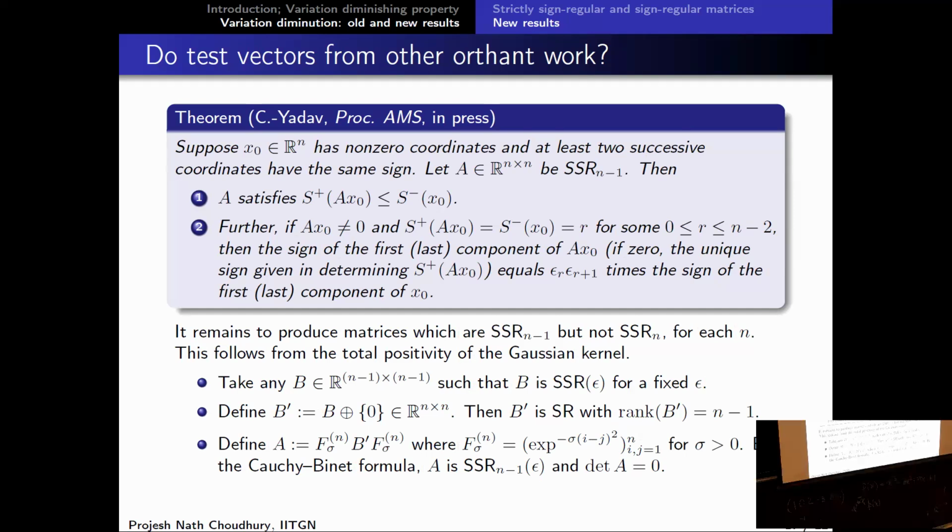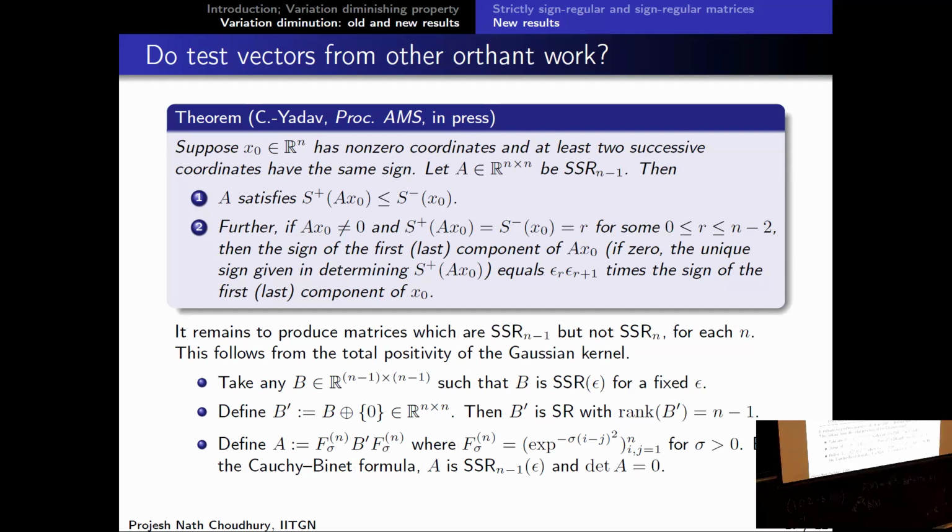Now we can pre and post multiply by this Gaussian kernel. By using the Cauchy-Binet formula, we'll get a strictly sign regular matrix of order n minus 1, but the determinant of this matrix is 0. So we are able to prove that if we take any vectors from any other orthant apart from the alternating biorthant, and if the matrix is strictly sign regular of order n minus 1, then it satisfies variation diminution.